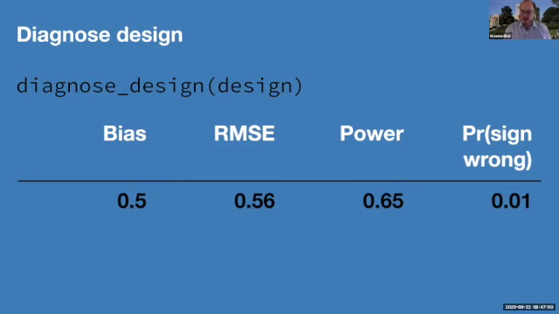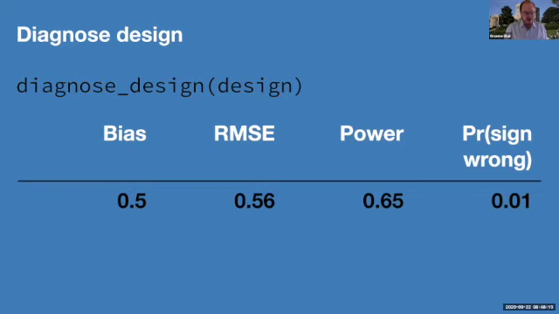Okay, so we're going to diagnose a design. This is a quantitative estimate from simulation of a set of Diagnosands. So I took that design that I showed you and diagnosed it. So we get a bias of 0.5. That's absolutely enormous. The estimand is 0.1, so a bias of 0.5 is really bad. That's 5 times the estimate.